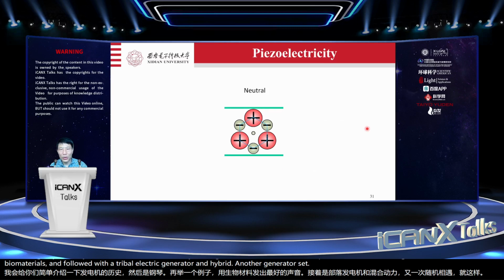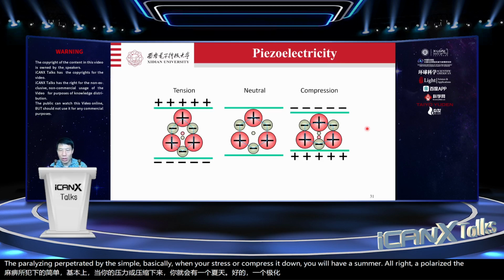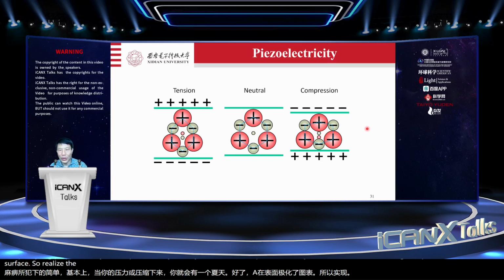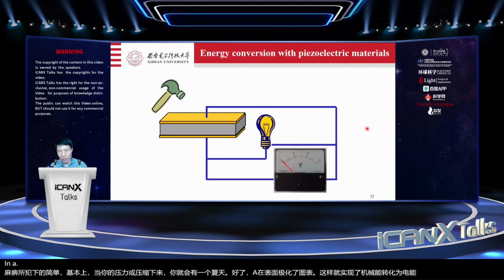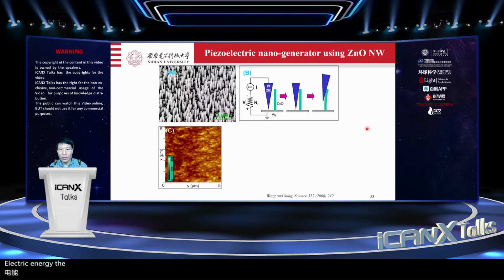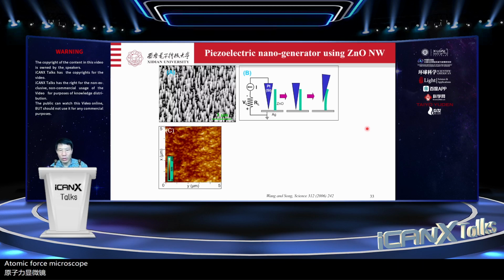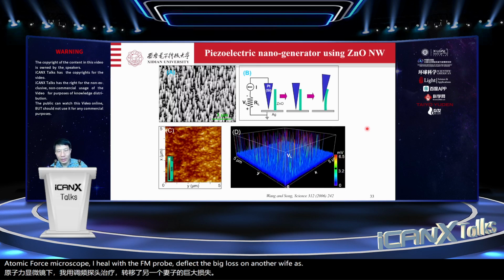The piezoelectric property is quite simple. Basically, when you stress or compress it, you will have some polarized charge on the surface, so it converts mechanical energy into electricity. So we try to harvest this electric energy. The first energy conversion with a nanomaterial was demonstrated by Professor Zhong Lin Wang using the atomic force microscope, with the AFM probe deflecting the zinc oxide nanowires. As the energy is converted, they observed a lot of electric signal.